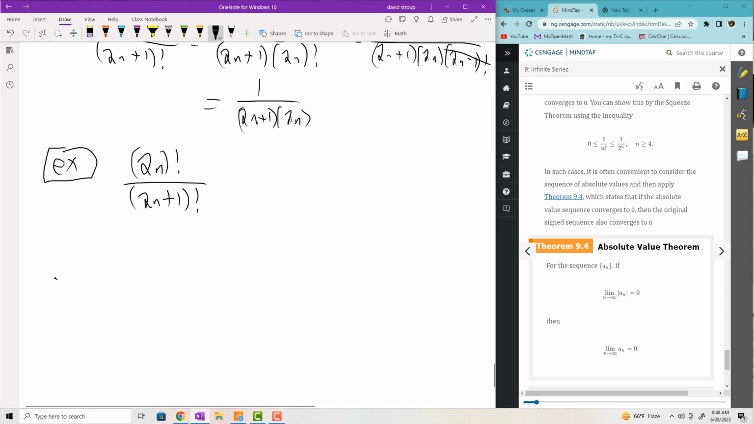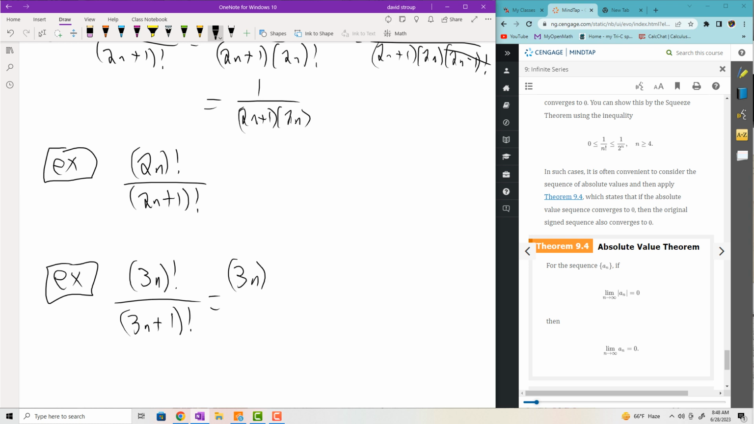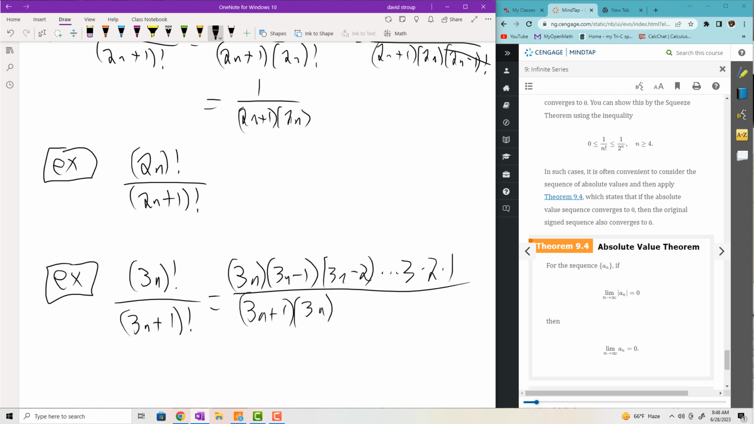Let me do one that's similar, I guess, to that. So say like 3n factorial all over 3n plus 1 factorial, right? Okay, so 3n factorial is 3n times 3n minus 1 times 3n minus 2, just doing brute force, all over 3n plus 1 times 3n plus 1 minus 1 is just 3n. Oh, you already see it, right? And then 3n minus 1.